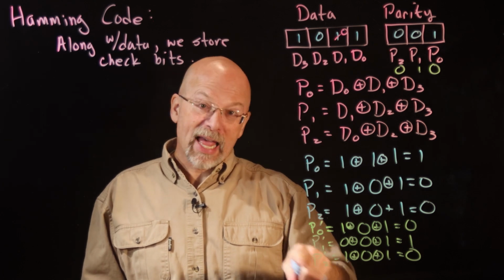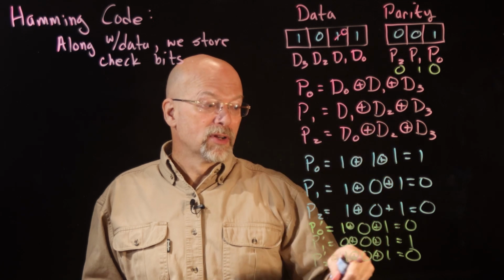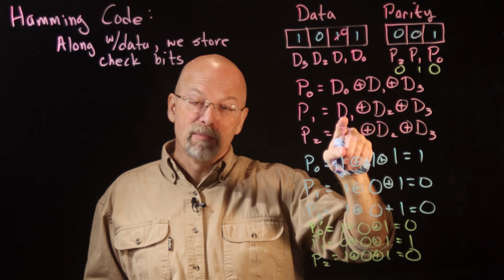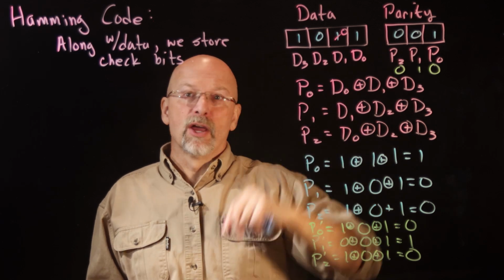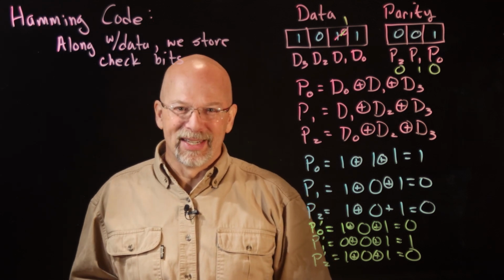We compare our calculated parity bits with our stored, or the ones that we retrieved. We see that 2 of them were different. D1 is the only one that's a member of just those 2. We know that D1 needs to be flipped back to correct the data.